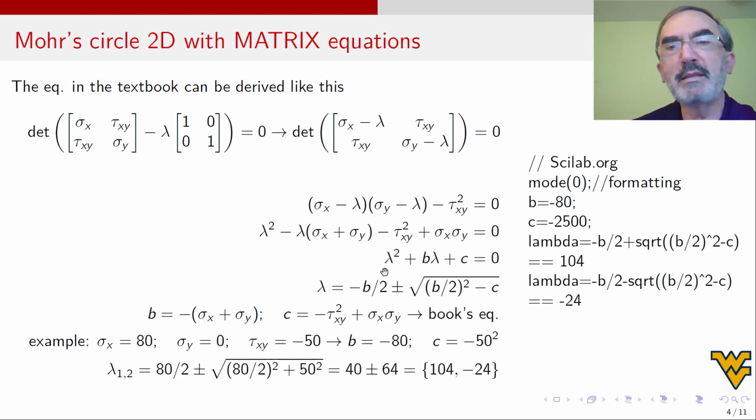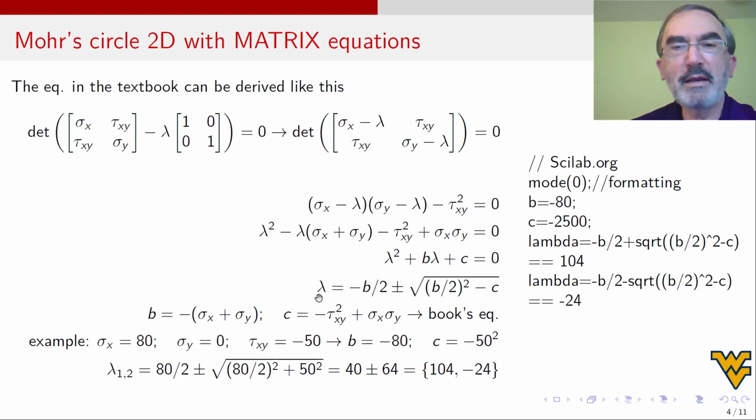Second order equation we can write as lambda squared plus b lambda plus c, which is this nice form where this coefficient is 1. But then how do I solve this equation? Oh, we know there is an equation that I remember because I use it so many times: minus b over 2 plus minus the square root of b over 2 squared minus c. All right? Okay, so we have the equation for the lambda.